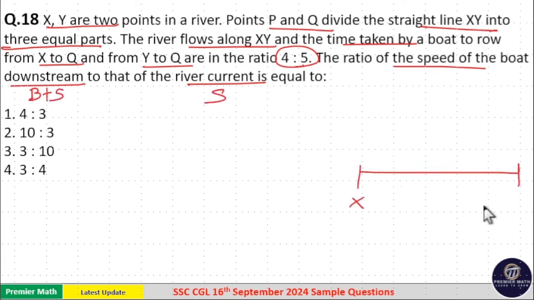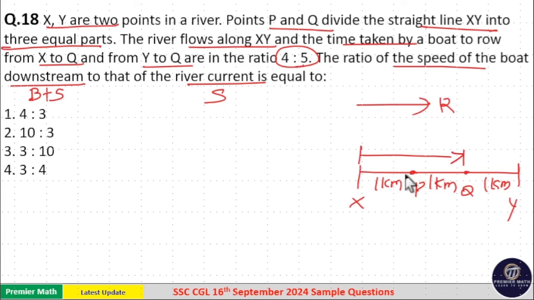Here these are points XY and points P and Q divide X and Y into 3 equal parts. If this is 1 kilometer, these two are also 1 kilometer. Now, river flows in direction of XY. Time taken from X to Q is equal to 4 unit. I'll take it as 4 hour. From Y to Q, time taken is 5 unit. I'll take it as 5 hour.